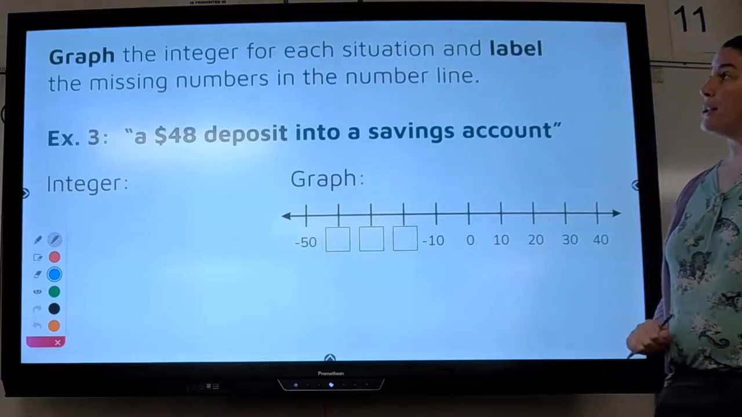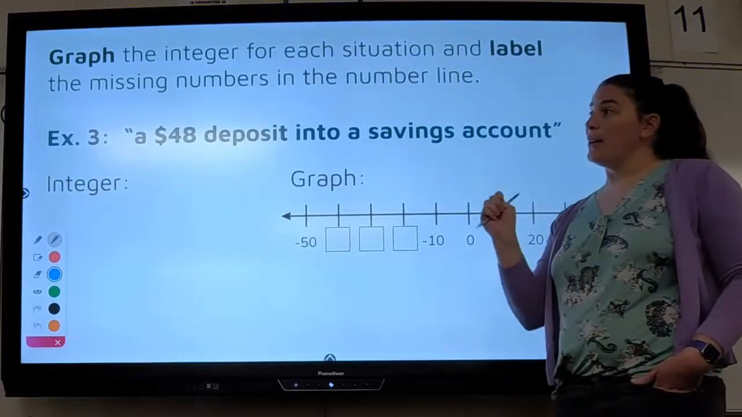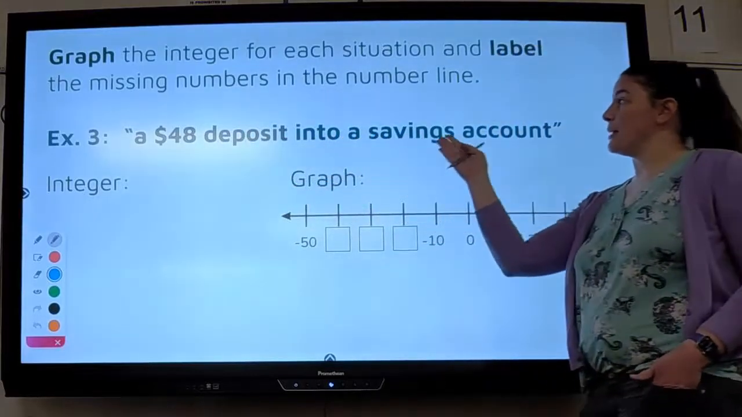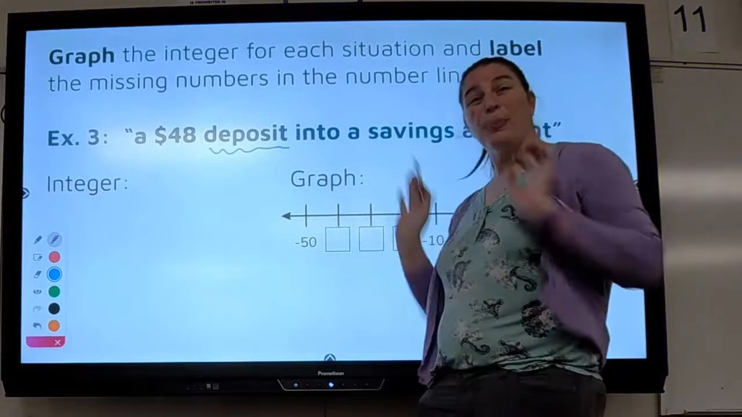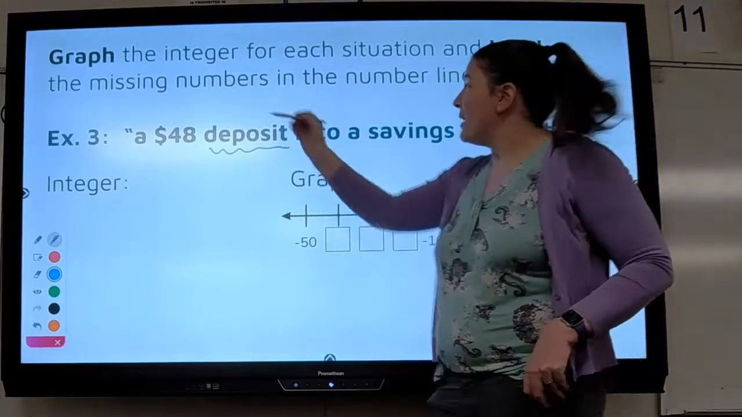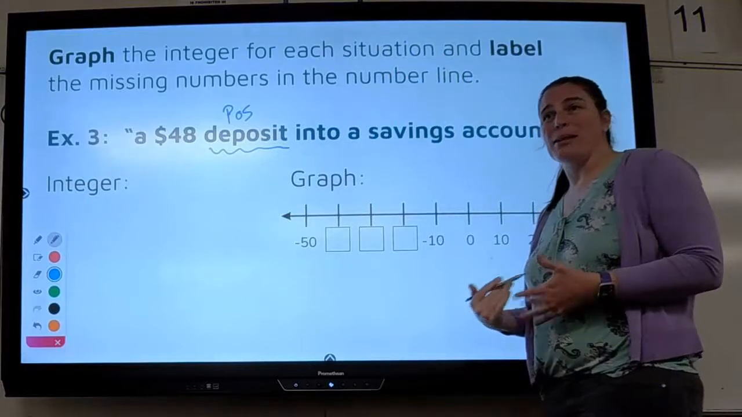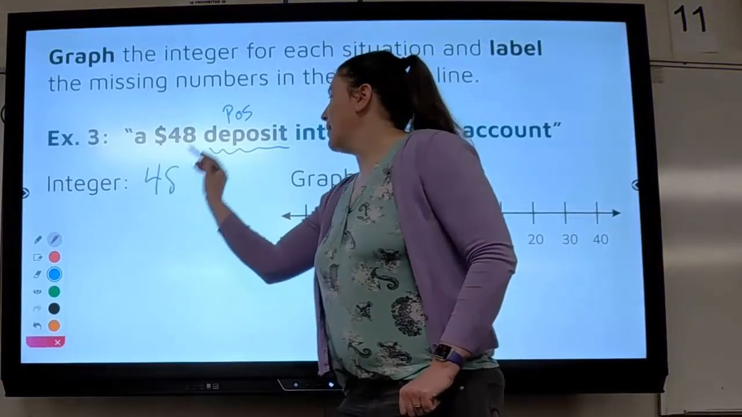Now we're going to graph each integer for each situation and label the missing numbers on the number line. For example, I have a $48 deposit into a savings account. I need to write the integer. A deposit means that you're putting money in, so this would be a positive, right? You're putting money into the bank, so that means that you're gaining money, right? So it is a positive 48.